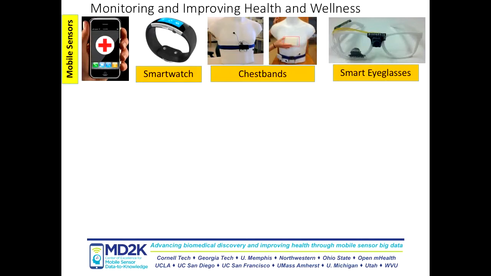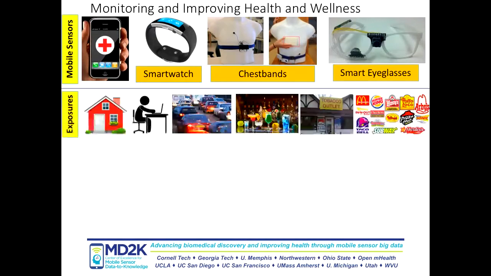So mCerebrum allows us to take these mobile sensor platforms, such as mobile phones, smartwatches, chest bands, or even smart eyeglasses, and target various exposures, whether I'm at work or at home, I'm eating in a restaurant, I'm stuck in traffic, or I'm buying tobacco products.